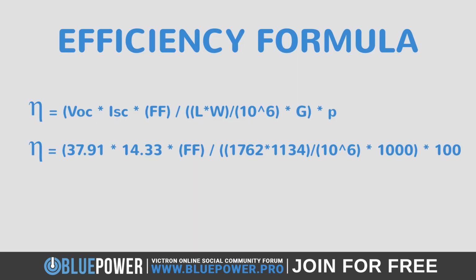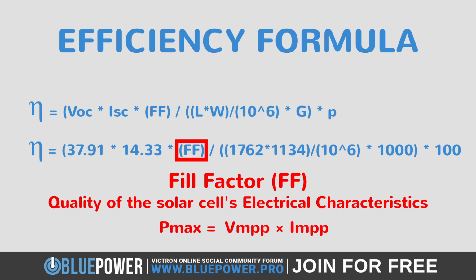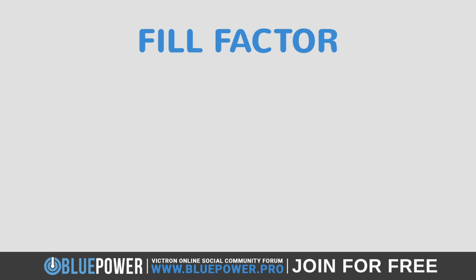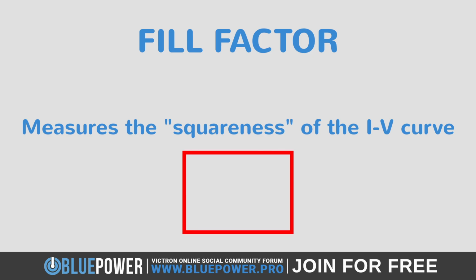With these values filled into the equation, we can see that we have everything we need, except for the fill factor. The fill factor represents the quality of the solar cell's electrical characteristics and is defined as the ratio of the maximum obtainable power, or Pmax, to the product of the open circuit voltage and short circuit current. Essentially, the fill factor measures the squareness of the IV curve. This represents how closely the shape of the IV curve approaches an ideal rectangular shape.